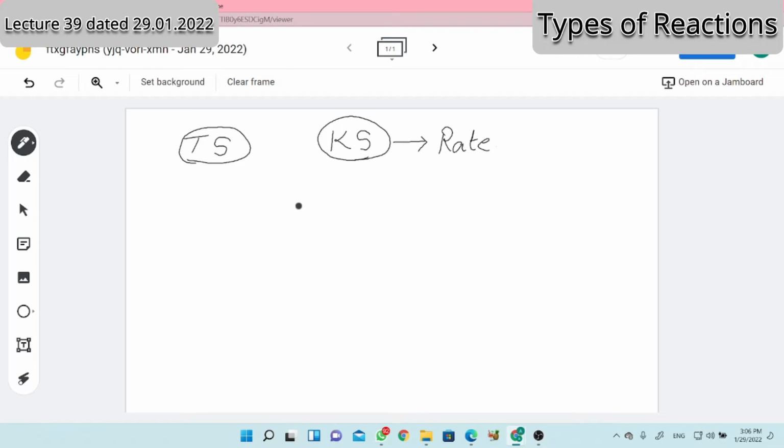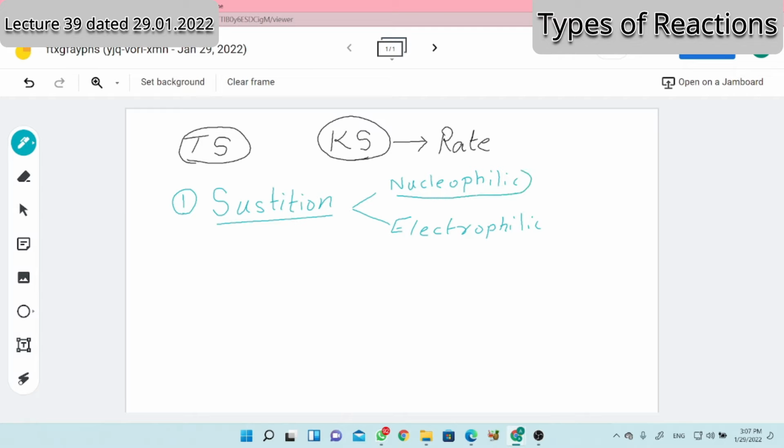So in your syllabus, the point included is different types of reactions. Let me first tell you the different types of reactions. The first type is substitution reactions, and one of the substitution reactions we will discuss in detail. Two kinds of substitution reactions are there. One is nucleophilic and the other is electrophilic.